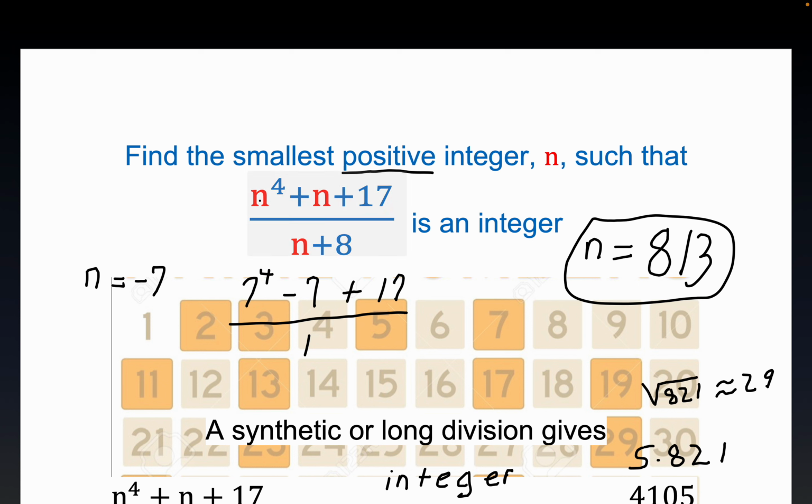Tough number to check, but you can check it out if you want to, folks. 813 to the 4th power is not anything I would enjoy doing. But rest assured that when you put 813 here, here, and here, you do get an integer.